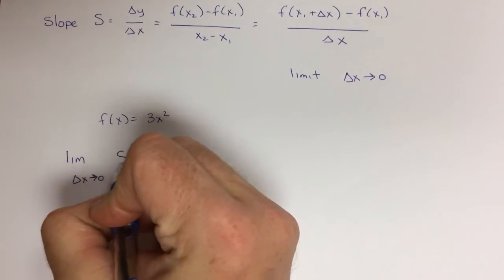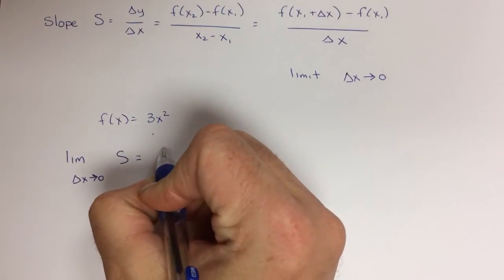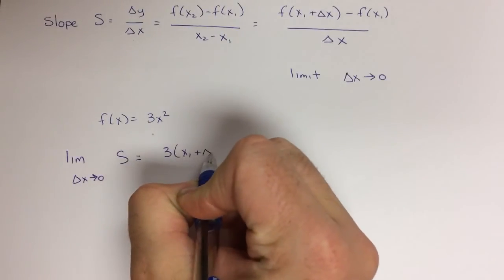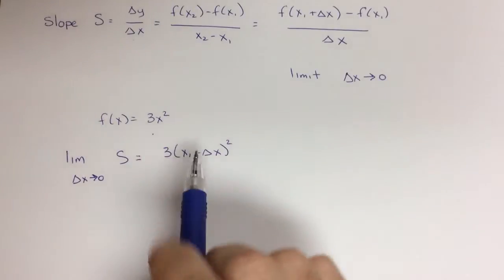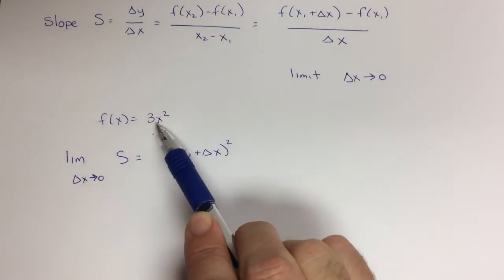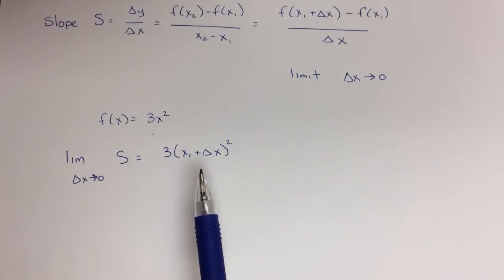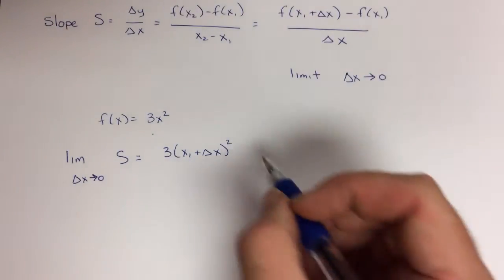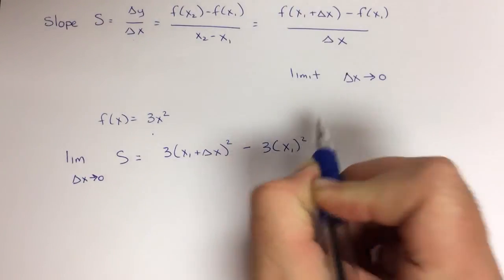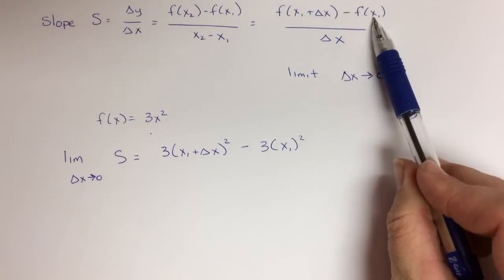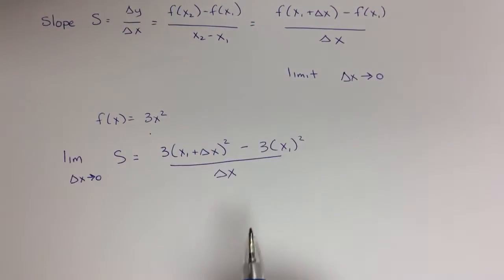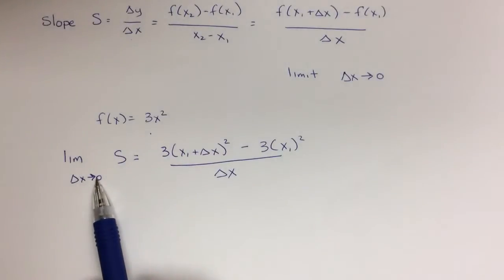The slope of the secant is equal to 3 times x1 plus delta x squared. So we take the x1 plus delta x and just put that in for x. So that's how we get 3 times x1 plus delta x squared, minus 3 times x1 squared, which is f of x1, divided by delta x. And we want to take the limit as delta x goes to 0.